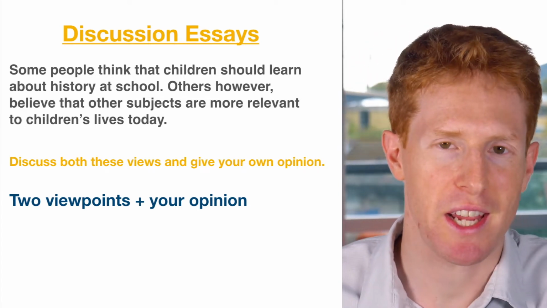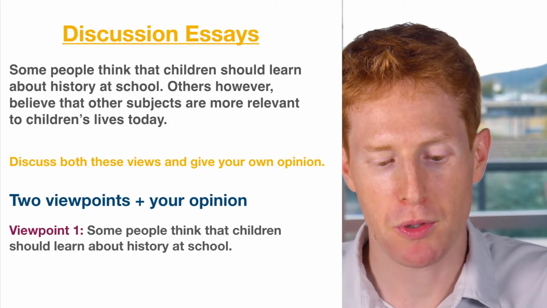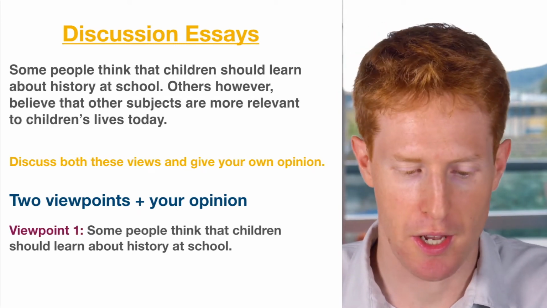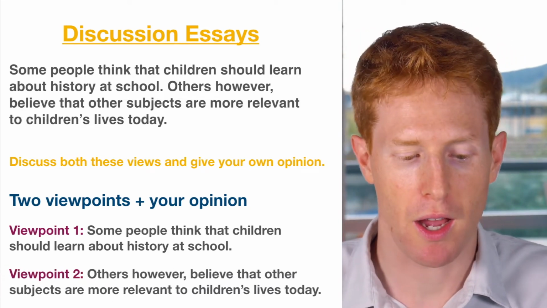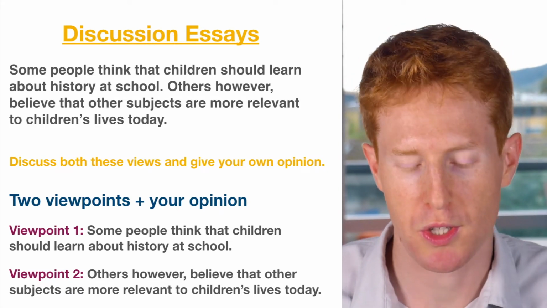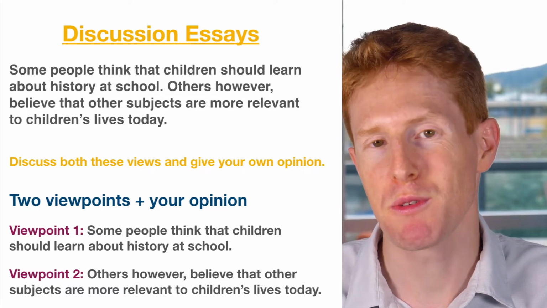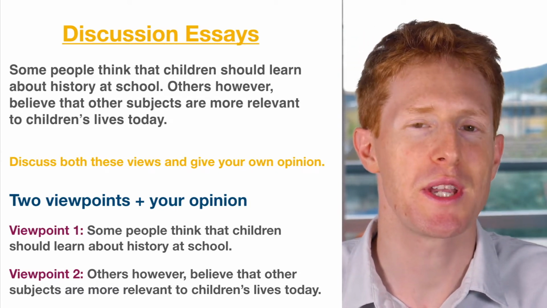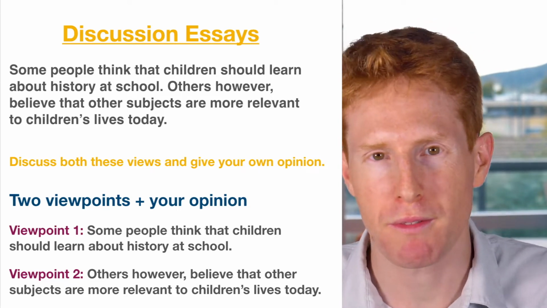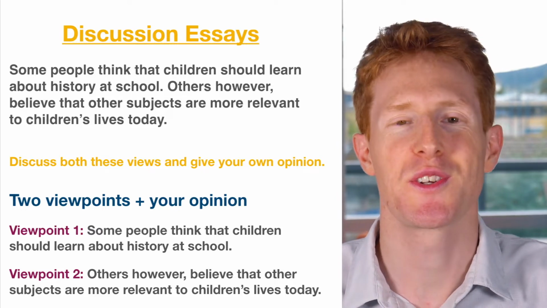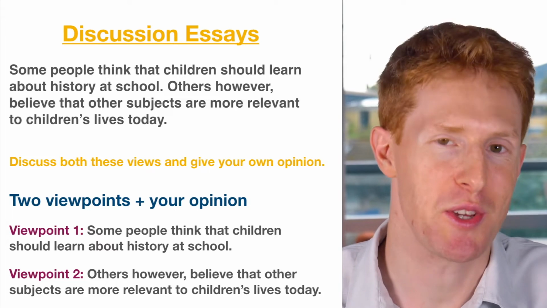So in this particular question, we have two different viewpoints. Viewpoint one is that some people think that children should learn about history at school, and viewpoint two is that others believe that other subjects are more relevant to children's lives today. Now, we need to write about both of these viewpoints, and we also need to give our own opinion. So when we write our own opinion, we either agree with one of the different viewpoints or we introduce a whole new viewpoint.